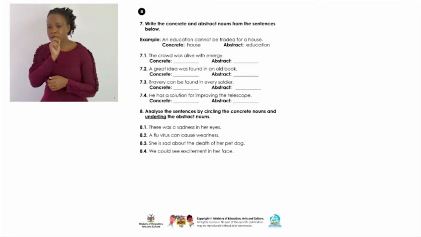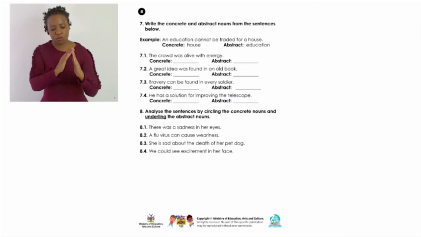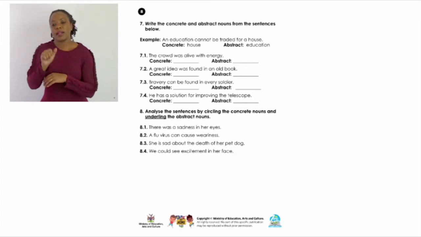An education cannot be traded for a house. Our concrete noun there is house because it is tangible. You can actually touch it, you can see it. And then we have the abstract noun, which is education. Education is our abstract noun, which is intangible and cannot be seen.